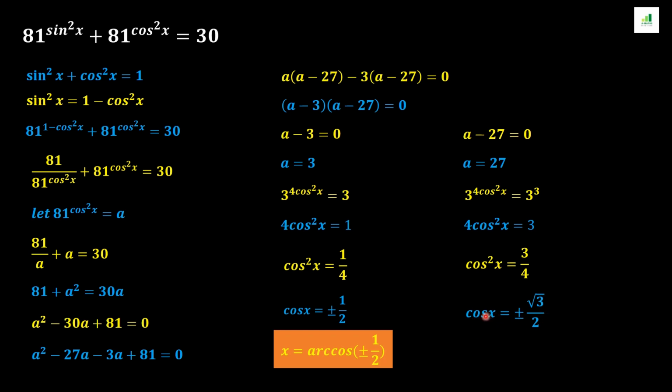Now this cos will move to the other side of the equation and convert into arc cos, and here we get the second value for x, which is x is equal to arc cos of plus minus root 3 over 2, and this is the answer for this expression, or here this is the second value for this x.